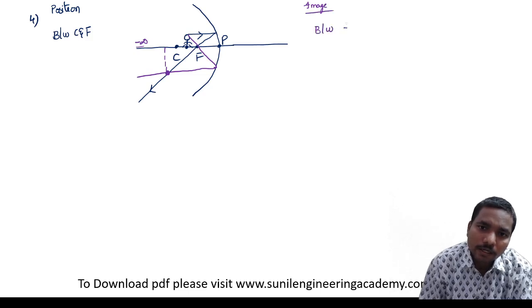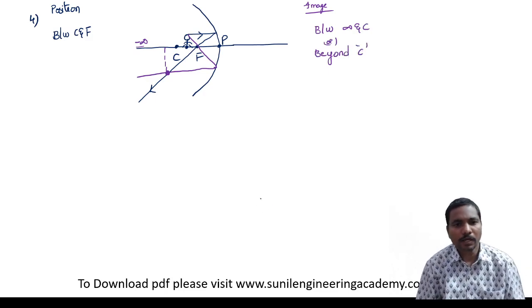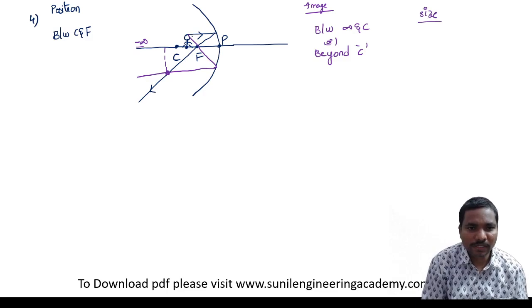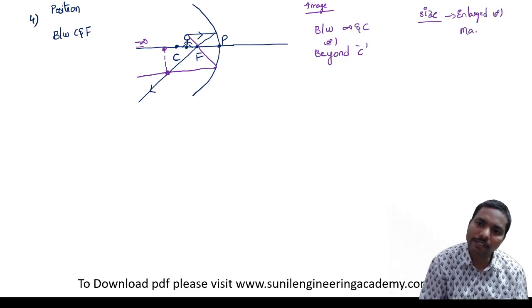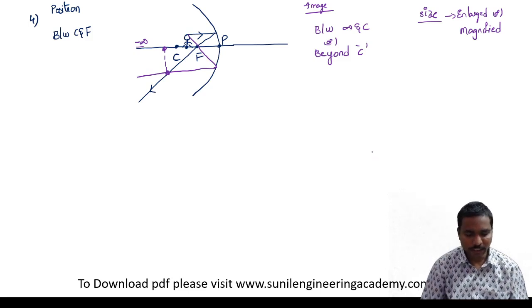So image position between infinity and C. Or you can say beyond C. Image formed beyond C. And what about the size? What about the size you got? Previously we have this much of size. Now the size is increased, correct? From principal axis to meeting point, size is increased. So enlarged size, or you can say magnified size. Beyond C, enlarged or magnified.